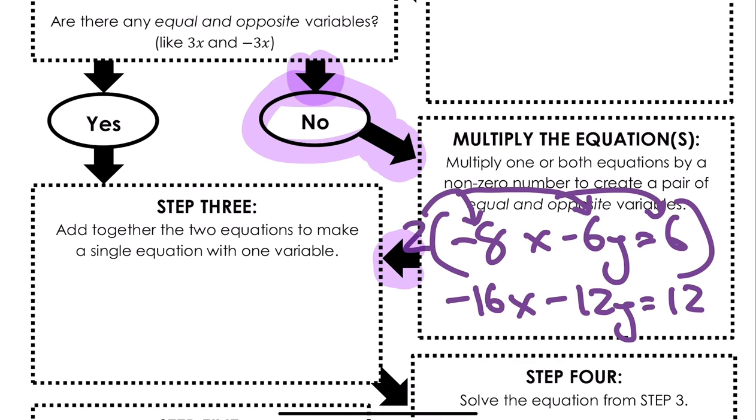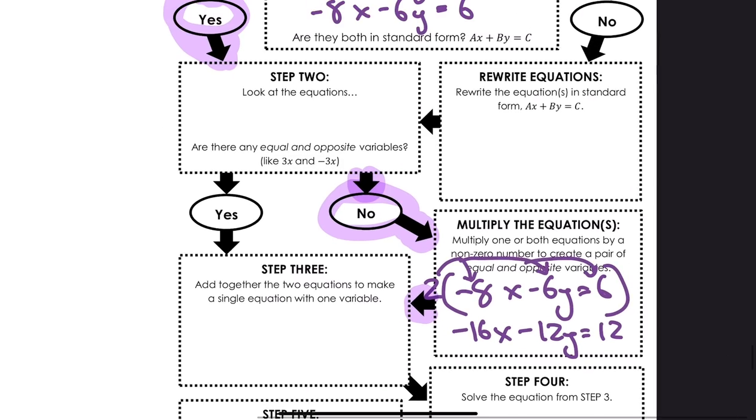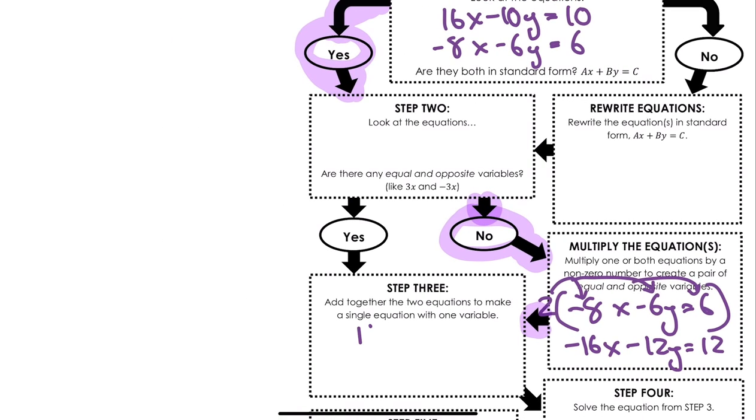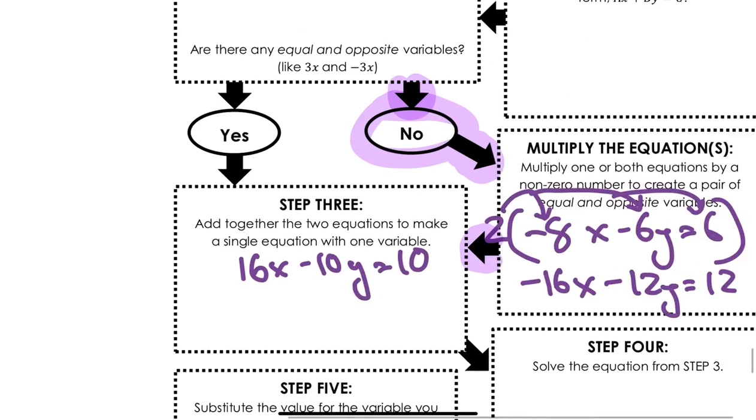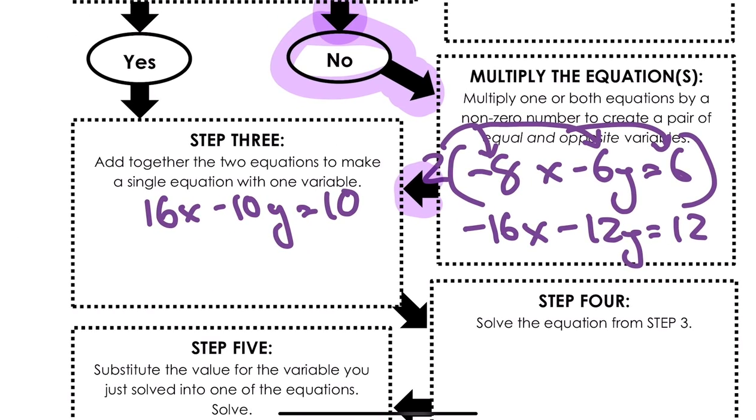Step 3 says, add together the two equations to make a single equation with one variable. So that's adding our two lines together. Let's take our first line, 16x minus 10y equals 10. But now instead of the second line, we want the one that we just changed. So we're going to put that at the bottom here. That was negative 16x minus 12y equals 12.